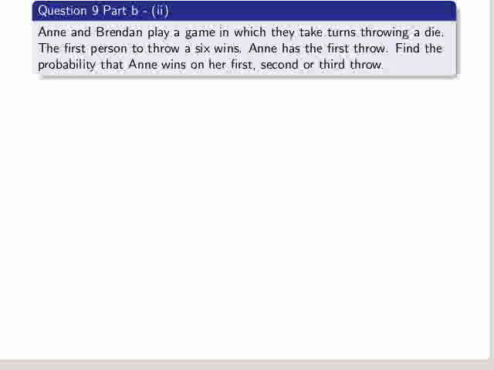Anne and Brendan, once again, playing this game at getting a 6. Now Anne has the first throw. Find the probability that Anne wins on her first, second, or third throw.